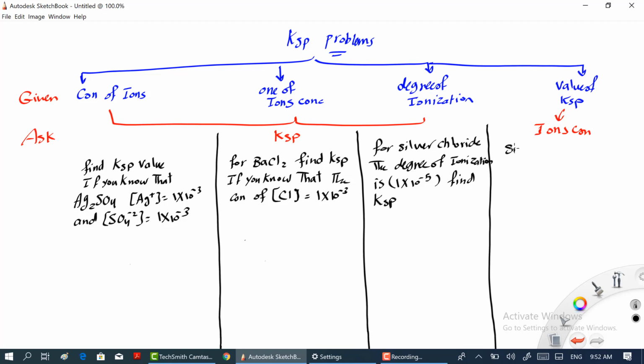Silver, or sodium phosphate. Sodium phosphate: Ksp equals 1 times 10 to the negative 4. Find the ion concentrations.